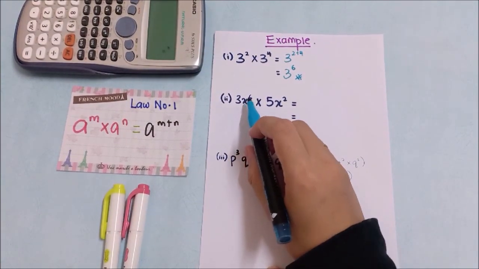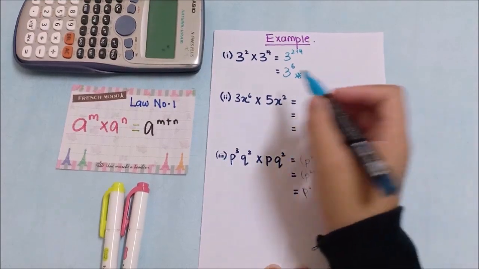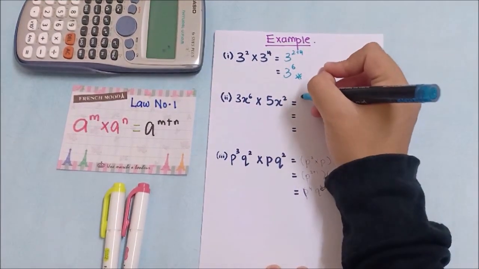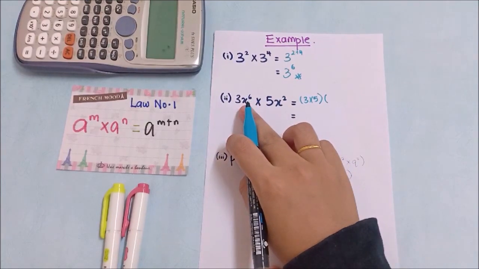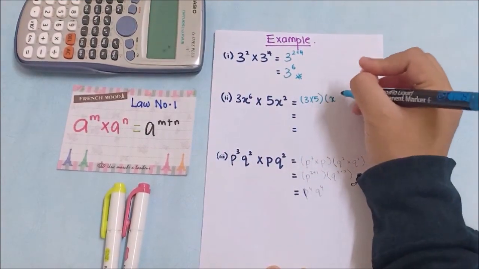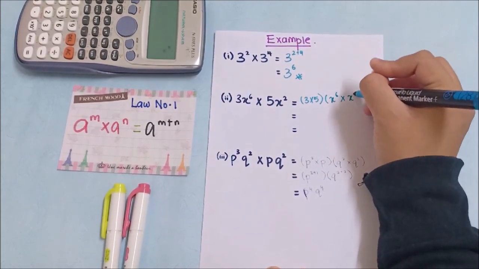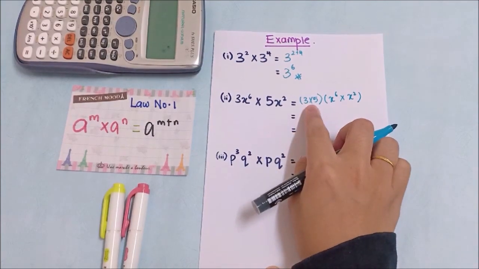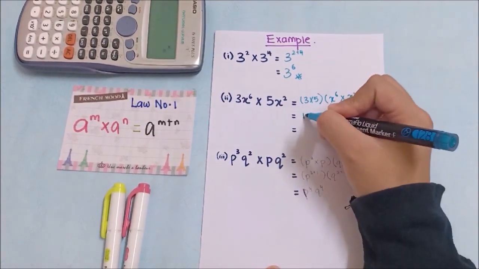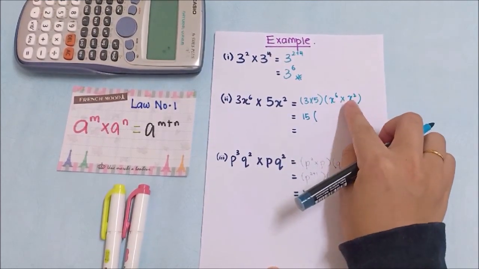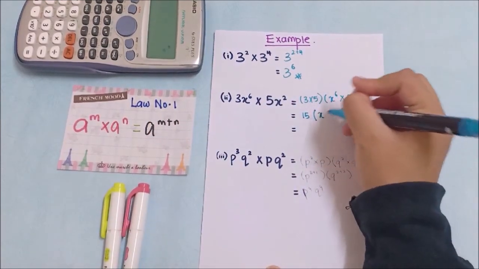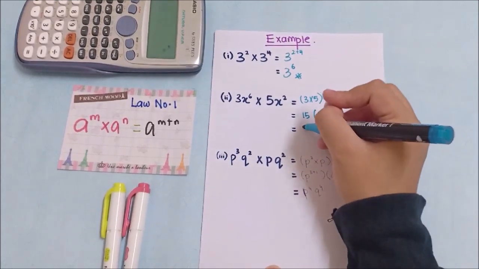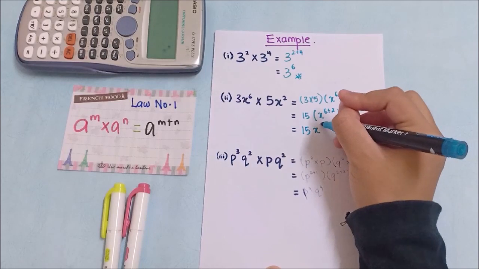Next, 3x to the power of 6 times 5x squared. So 3 and 5 are different numbers. We can multiply them together, and in the other bracket we combine the x values. So x to the power of 6 times x to the power of 2. 3 times 5 we multiply as usual, which gives 15. The x term, the base is the same, so how to get the answer? According to the law, we add the power. So x to the power of 6 plus 2, which gives the answer 15x to the power of 8.